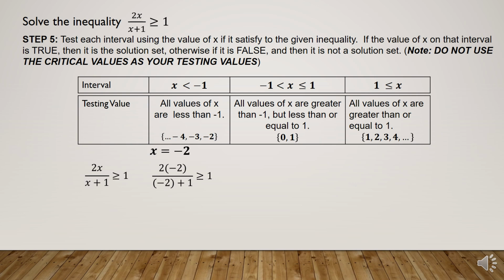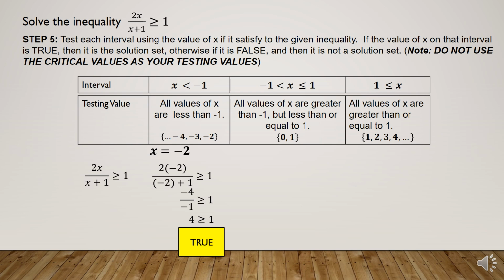Then, by simplifying the left side of our inequality, 2 times -2, we have -4 over -2 plus 1, which is negative 1. So we have negative 4 over negative 1. Is it greater than or equal to 1? Then simplify. We have negative 4 over negative 1 is positive 4. So is 4 greater than or equal to 1? And this is true. Then let's proceed to the next interval.